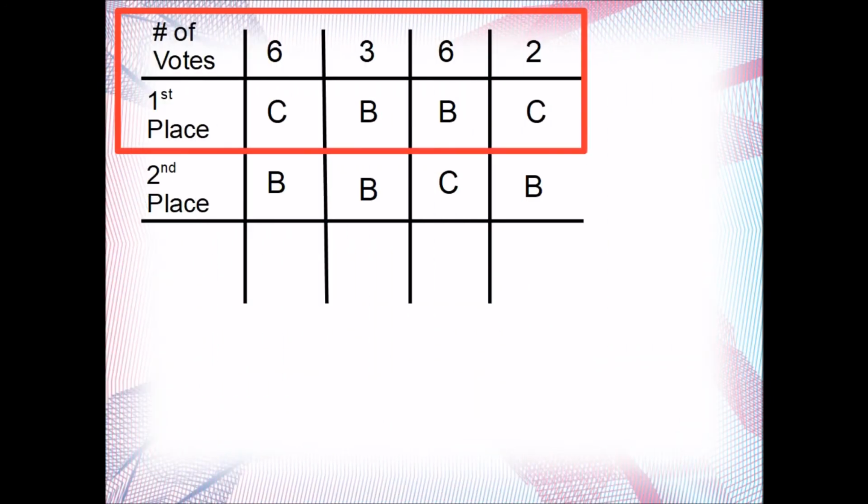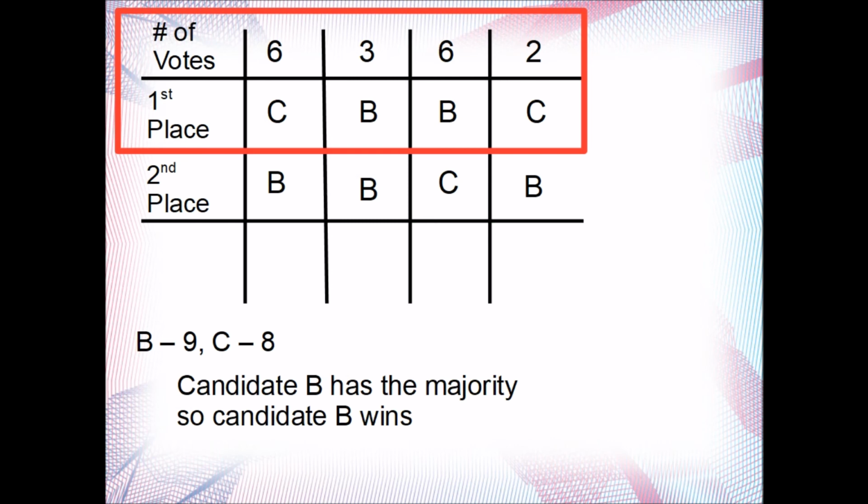So here's the new preference schedule with just 2 players. This time, I think that we will come to a resolution. So candidate B has 9 votes and candidate C has 8 votes. We finally got somebody who has 9 votes, which is candidate B. So now candidate B has the majority, so candidate B wins. And that is how you do instant runoff.